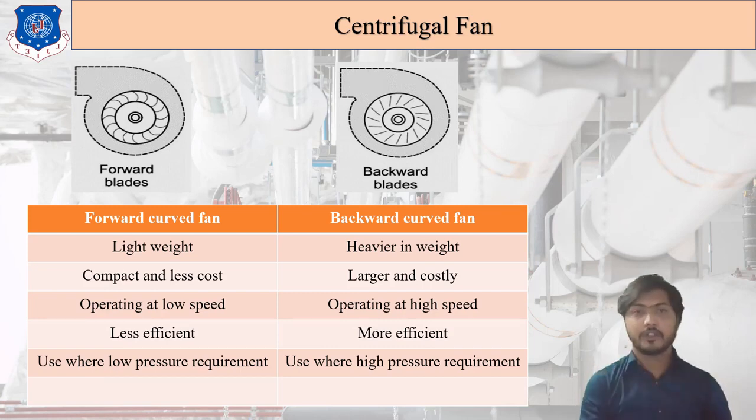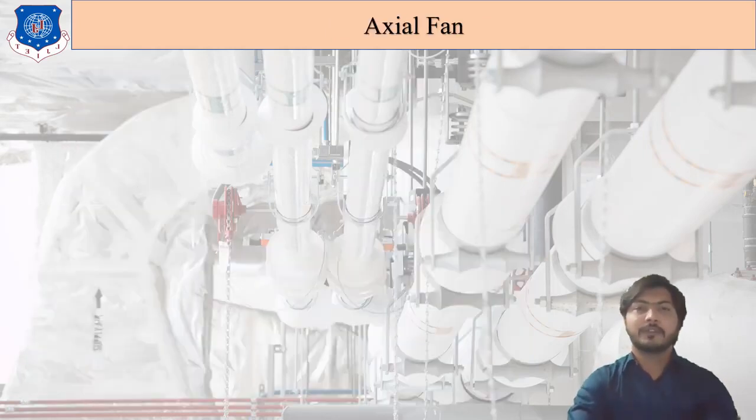We already drew the velocity triangle diagrams for the centrifugal pump; it is similar for the centrifugal fan, because a fan handles air and a pump handles liquid or water.